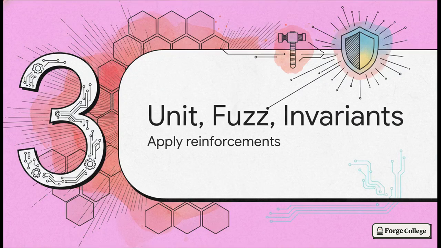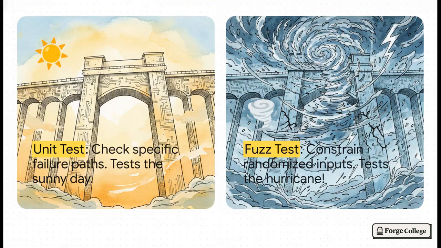Section 3. Unit, fuzz, and invariants. Now that we've found the weaknesses, let's apply some reinforcements using targeted Foundry patterns. And this brilliantly illustrates the difference in our approach. Consider a standard unit test, something like test_transfer_reverts for specific failure paths. It's great, but it's kind of like checking if your newly built roof holds up on a pleasant sunny day. On the flip side, we have the fuzz test. By using vm.assume to constrain randomized inputs, fuzzing is basically throwing unpredictable, chaotic weather patterns right at that exact same roof. You're not testing the sunny day anymore. You're literally testing for a hurricane.